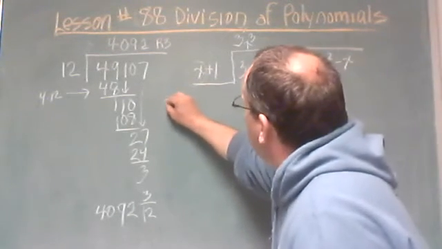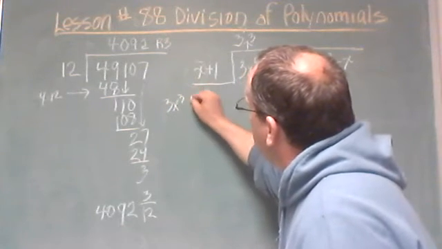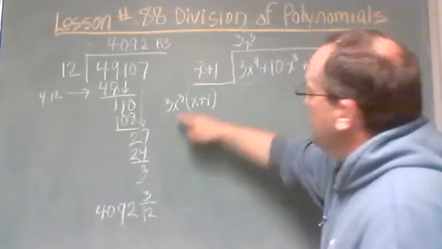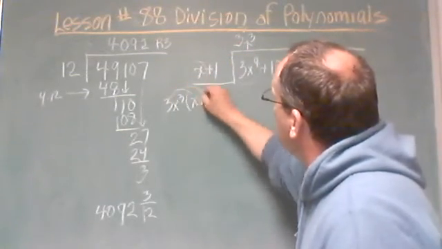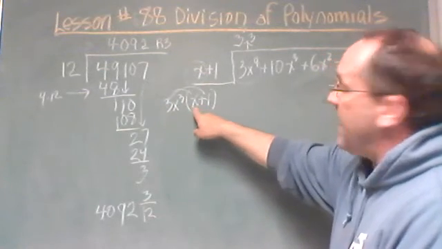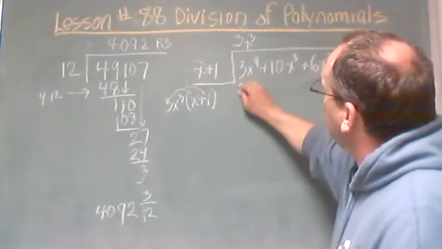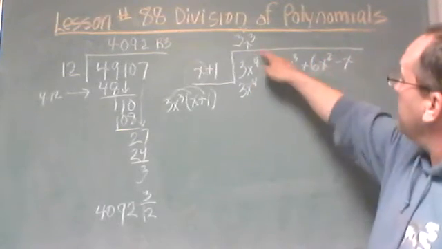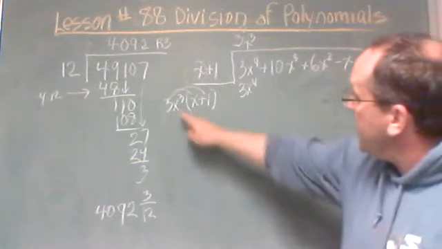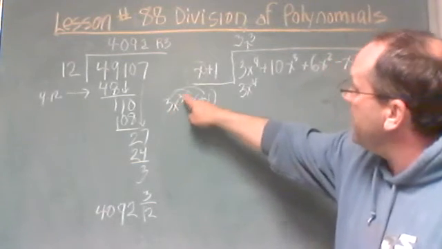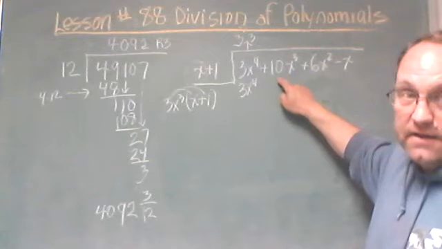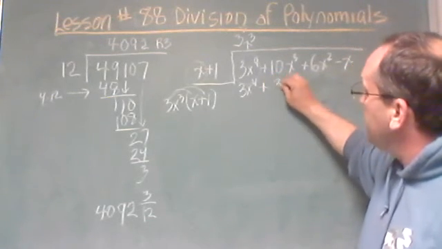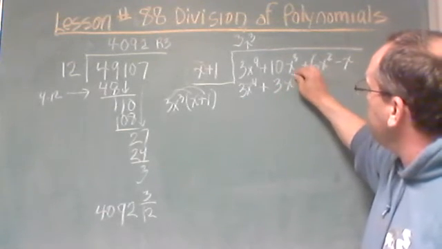So if I have a 3x to the 3rd and I multiply it by an x plus 1 right here, let's go ahead and multiply it out. I get a positive 3x to the 4th. Now, because we are dividing by a polynomial with two terms, I also multiply 3x to the 3rd times 1, and I list it under the next term. It is a positive 3x to the 3rd.